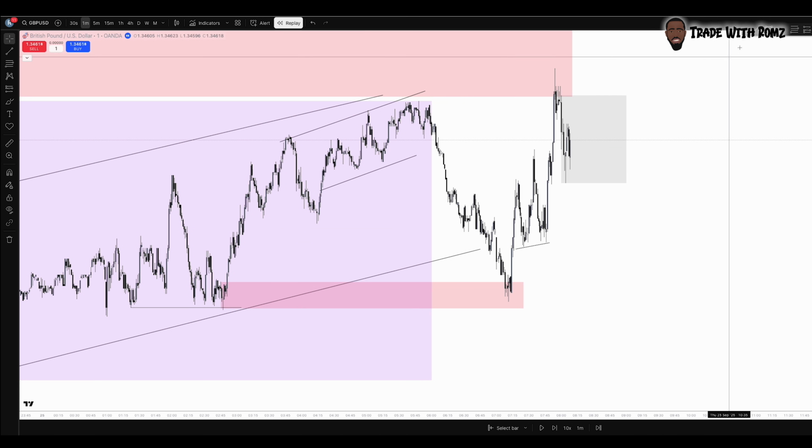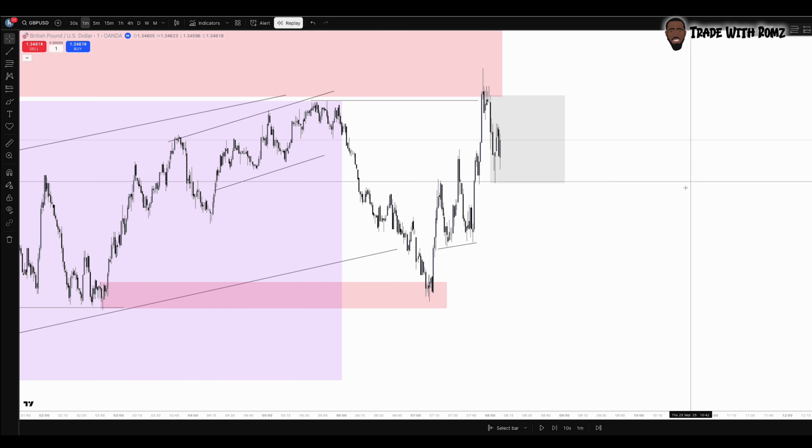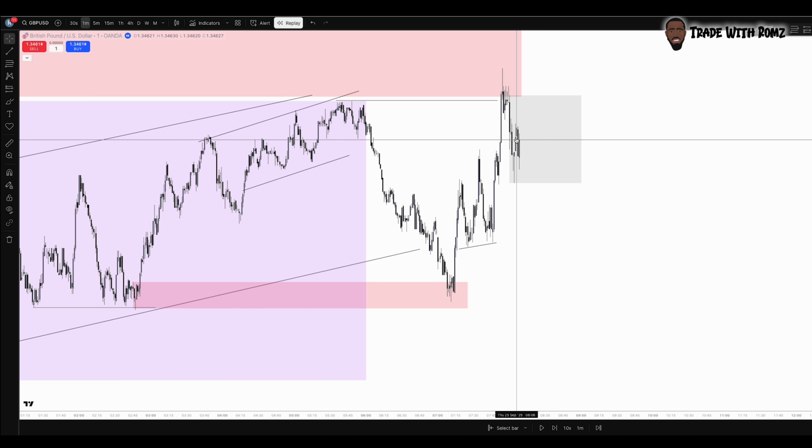So I'm looking at this now. I'm like, okay, we've had an inducement of the Asia high. We've done it with vector candles, with clear aggression, with intent. And then now we've traded away. And this is now key timing window.